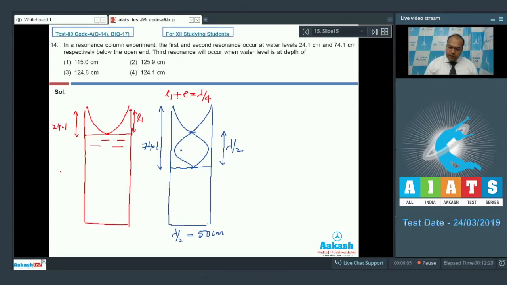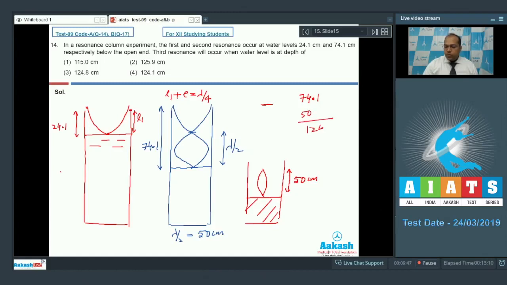So again, in the case of third resonance, one more loop will come here and the water level has come to this position. So we need this much separation. So this much separation again is lambda by 2, that is 50 centimeter. So from the open end, the total distance of the water level is 74.1 plus 50. So it comes out to be 124.1 centimeter. So option 4 is the correct answer.